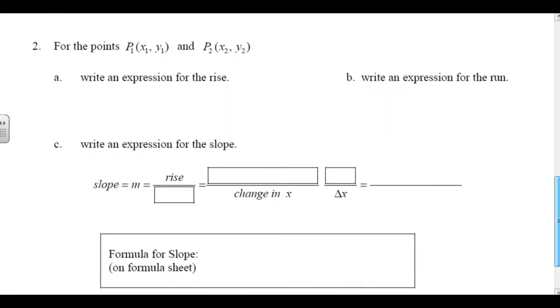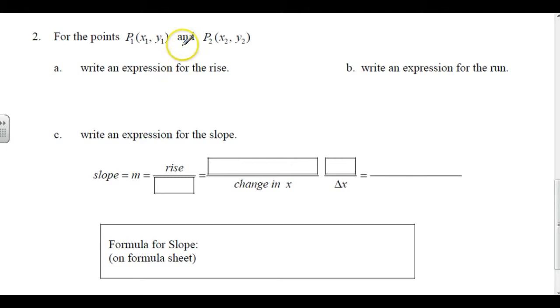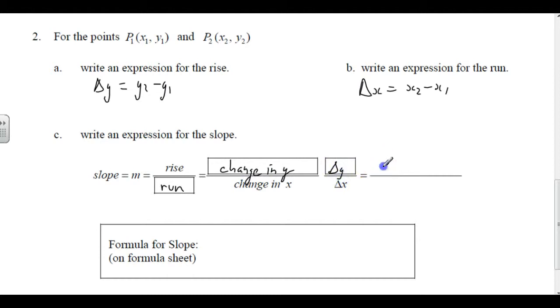For the points P1 at x1, y1, and P2 at x2, y2, write an expression for the rise. So the rise is the change in y, which is y2 minus y1. And the run is the change in x, which is x2 minus x1. That means we can write slope, which we know is rise over run. And the rise is the change in y, or delta y, over delta x.